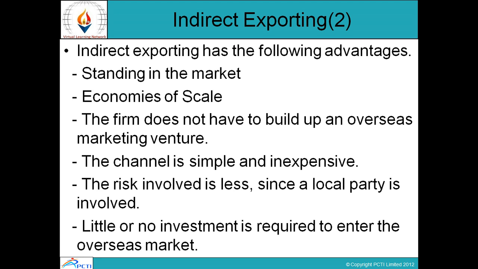Another is that a firm does not have to build an overseas market venture when it is taking care of indirect export. Here the channel is a very simple and inexpensive method. The risk involved is very less since the local party is also involved. Another is that little or no investment is required to enter the overseas market.